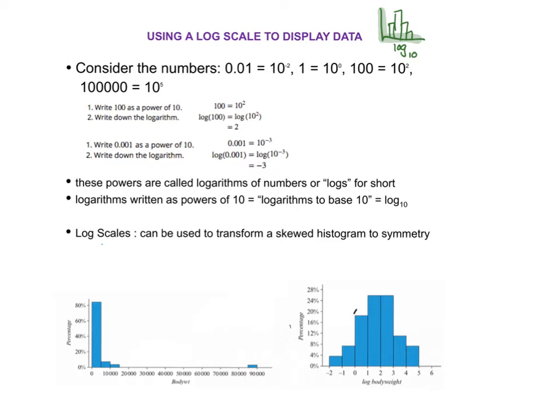So what does that mean? If you had the number 0.01, that could be written as 10 to the power of -2. That's another way of writing it, okay? Now, if you have the number 1, that's the same as saying 10 to the power of 0. So it allows us to condense the data and bring it all in.